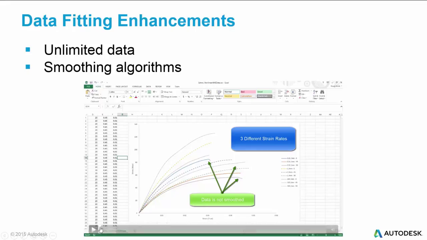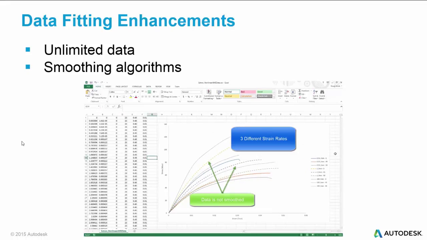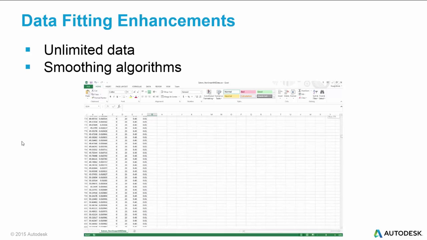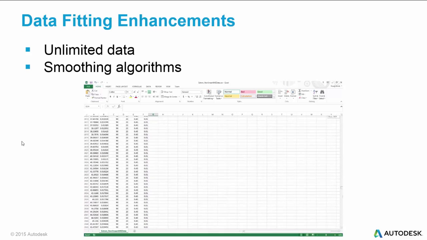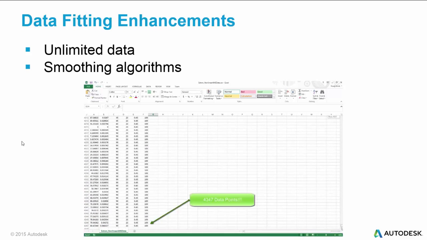So here's an example that I threw together. This is 3 different stress strain curves at 3 different rates or environments, is what I like to call it. And the data is not smoothed. This is some of the raw data that I've taken from a manufacturer, or not a manufacturer, a testing lab.